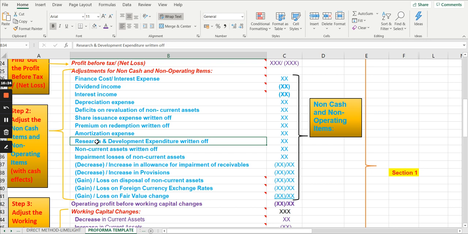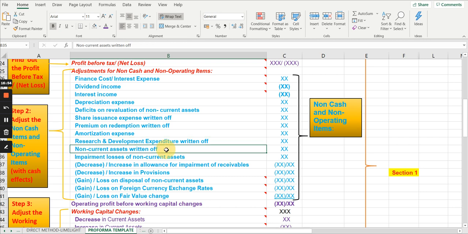So research and development expenditure, for example under IAS 38 intangible asset, or in Malaysia, MFRS 138 intangible asset, where if there are any research costs, they are written off, right? Development costs that do not meet the capitalization criteria are also written off to the profit. So those things must be added back because they are non-cash expenses, right?